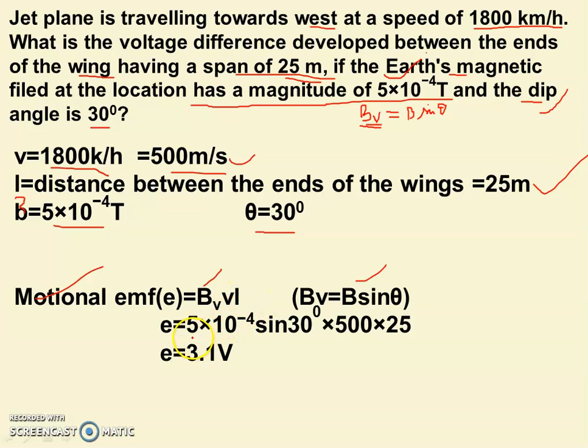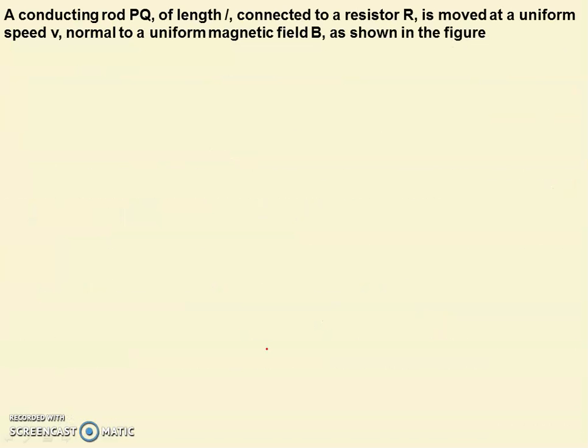Now substitute the values: this is B, this is sin theta, v means velocity is 500 meter per second, and 25 is the length. Now calculate. After multiplying all these factors we will get 3.1 volt as the motional EMF. Now this is the third question.